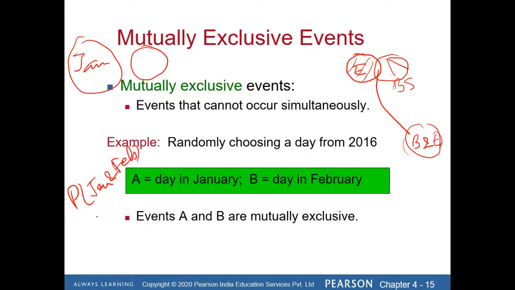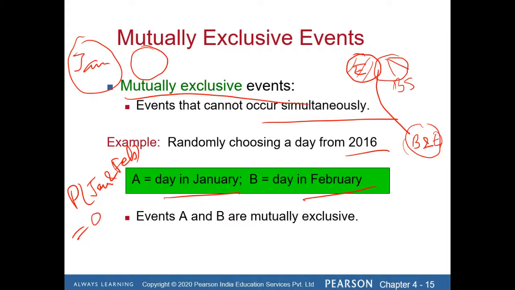So if I ask you, you will give the answer: the probability of January and February is 0, because no common event is there between January and February. No common days lie in January as well as in February. So an event in which no common event exists is called a mutually exclusive event, an event that cannot occur simultaneously. So if you randomly choose a day from 2016, a day of January and a day of February are mutually exclusive events.